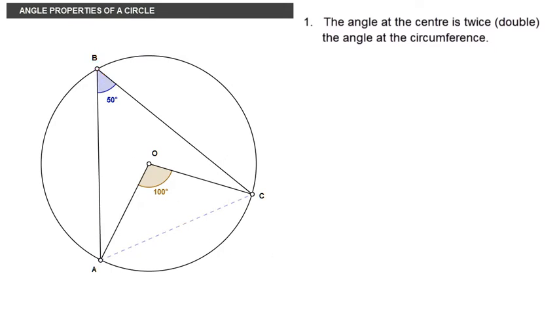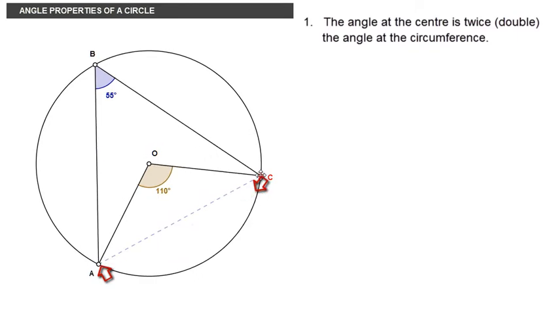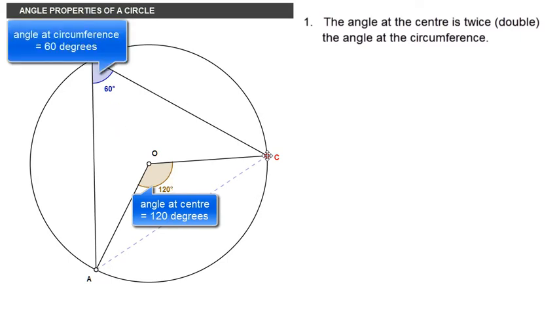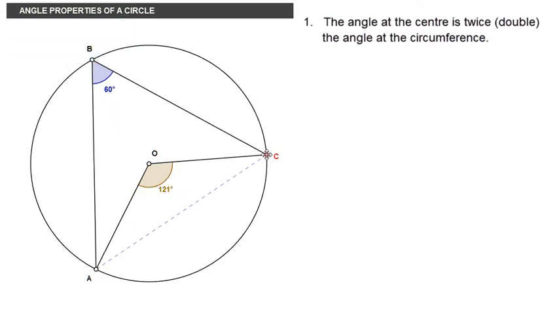To further investigate, we can move the points A and C such that the length of the chord AC changes, thereby changing both the angles. At any instant, the angle at the circumference is half that at the center.